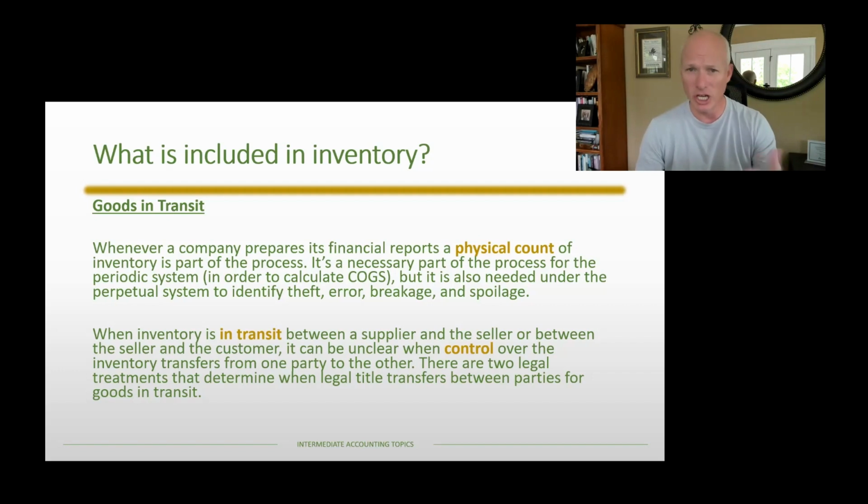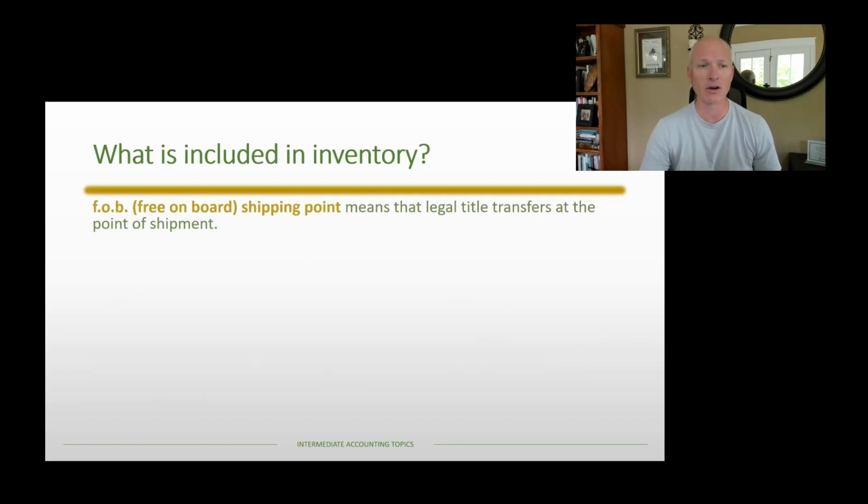There's general guidance that we have, but a lot of times it's going to be very focused on what the arrangement is with that either supplier or that customer. And that's going to determine how we treat goods in transit. The two broad categories: one is called free on board, or FOB shipping point, and that means that legal title transfers at the point of shipment.